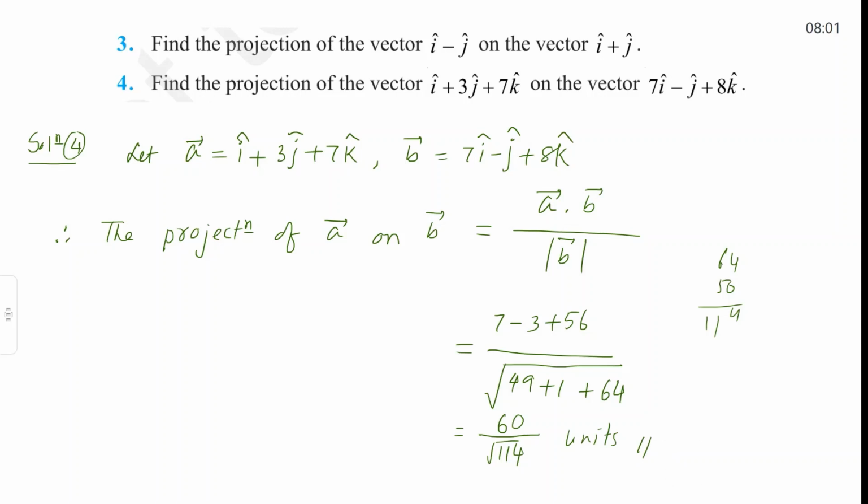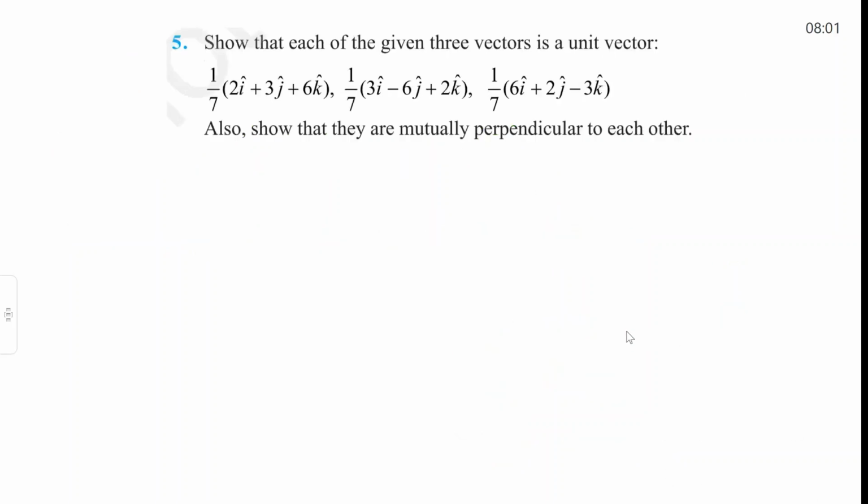So let me take the next one. Each of the three vectors, this one and this one, all of these are unit vectors, and also they are mutually perpendicular unit vectors. First of all, unit vector means the modulus of each of these vectors is equal to 1. So take the first vector as a, the second vector as b, and then the third one as c.